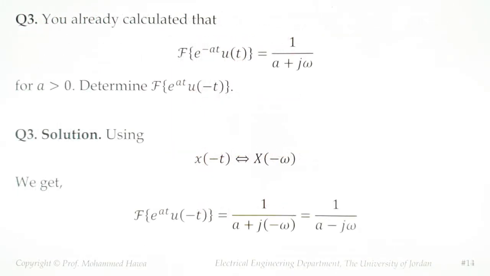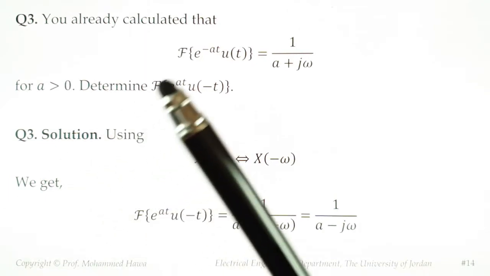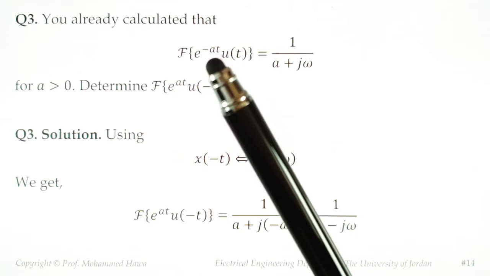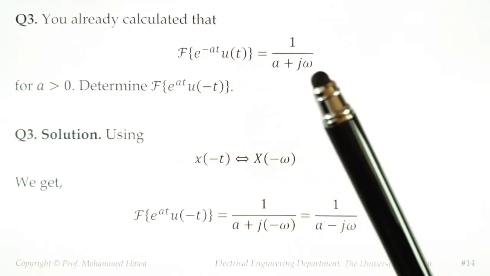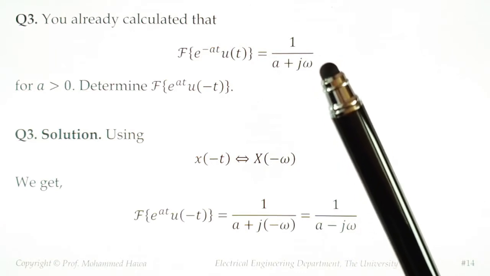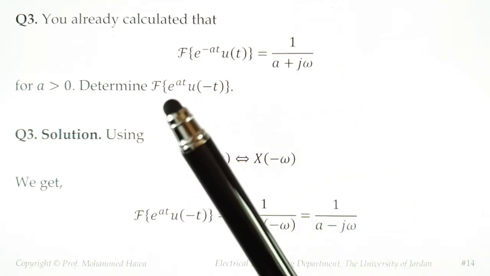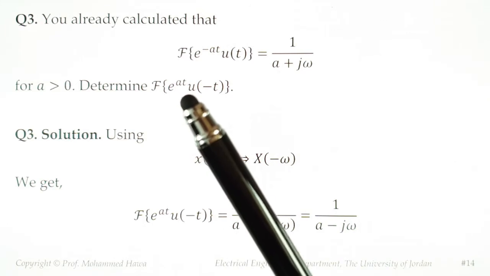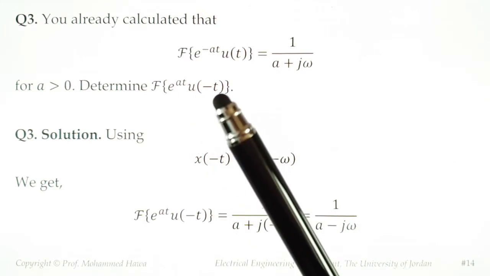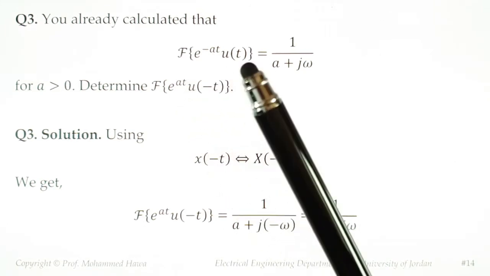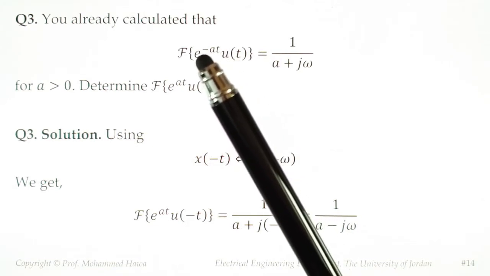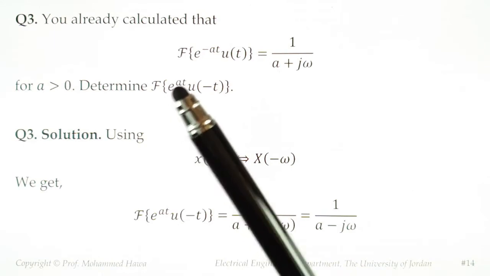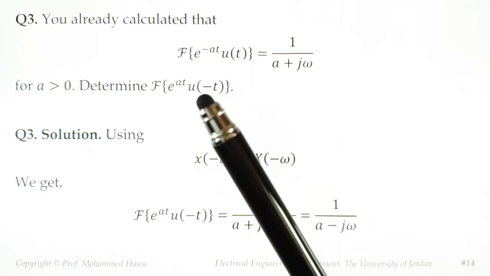And let's use it in an example. I gave you an example earlier to evaluate the Fourier transform of e to minus at u of t. And the answer was 1 over a plus j omega. Can we use this result to find the Fourier transform of e to positive at u of minus t, which is simply a time inverted signal of this one? Notice instead of t here, I have minus t, which means it cancels out with the minus. I get positive here. And instead of t here, I have minus t.